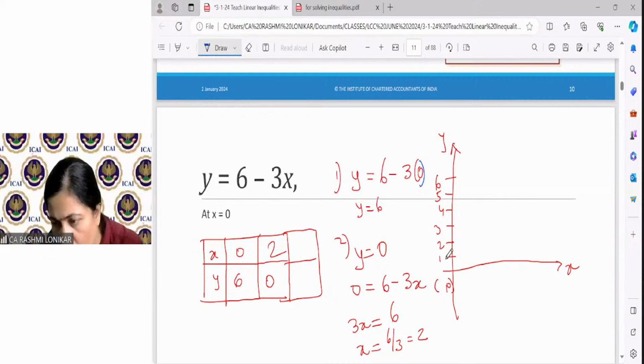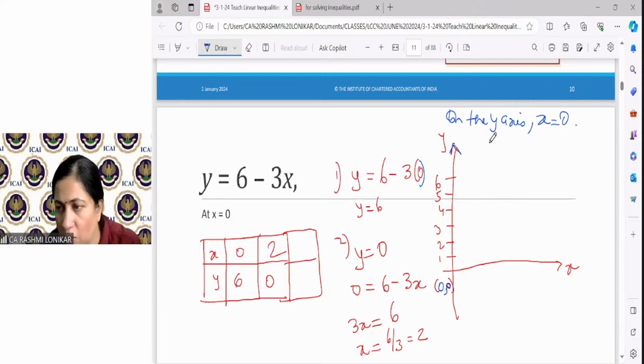So this is my point 0, 0. Okay. What is the first point? When x is 0, y is 6. As you know, on the y-axis, x is always equal to 0. On the x-axis, y is always equal to 0. This is a concept that you must know. So, when x is 0, y is 6. Okay. So, this is my first point.